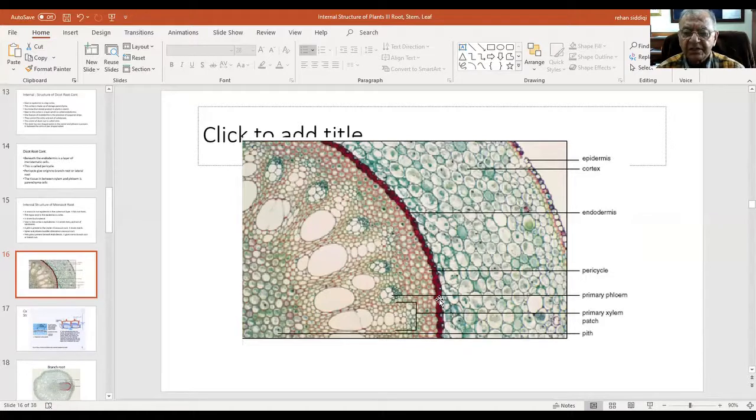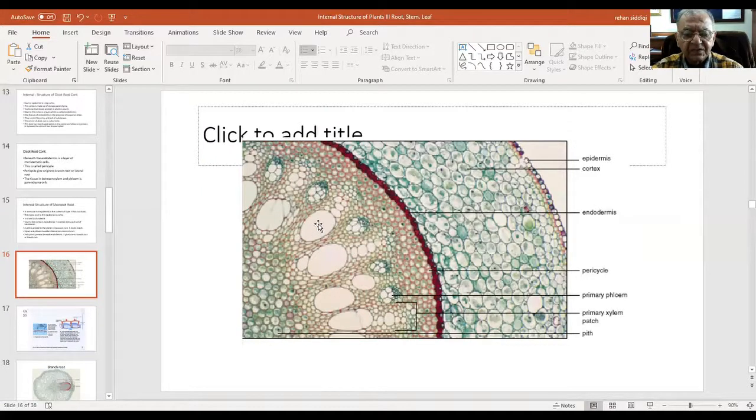Again you have cortex, and cortex is made up of storage parenchyma. Next to this cortex is endodermis. As I have told you, endodermis has Casparian strips. And inside the endodermis is the stele, and stele in this case is made up of xylem, which are these empty spaces here, and phloem, xylem and phloem, xylem and phloem, xylem and phloem. They alternate with one another.